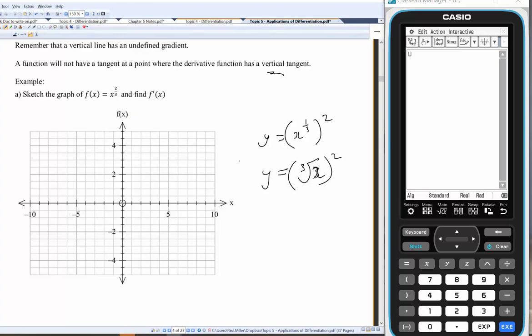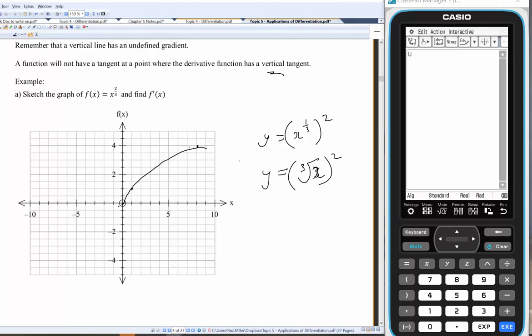Now, what do we know about third roots? Well, let's put some positive numbers in. When I third root 0, we're going to get 0. The third root of 1 is 1, and 1 squared is 1. That's that value there. The third root of 8 is 2, and 2 squared is 4. That one's going to be 4. There, so it's going to do that.